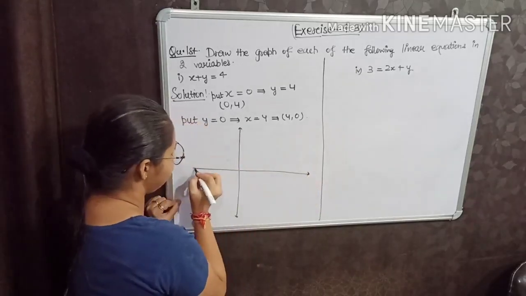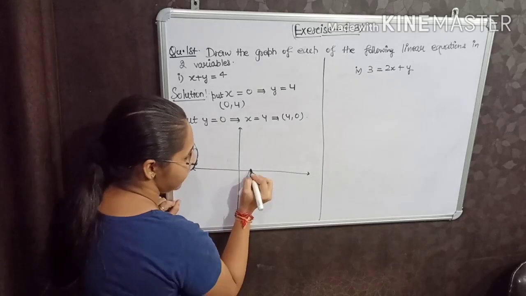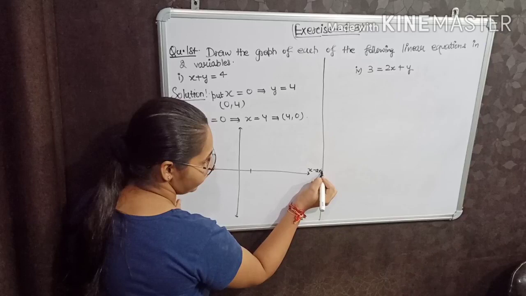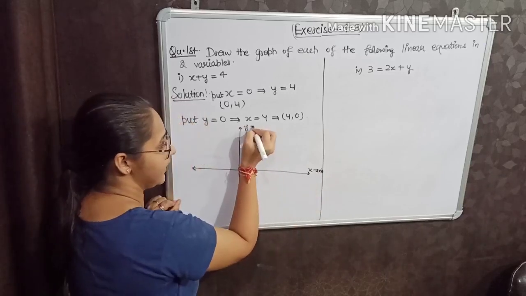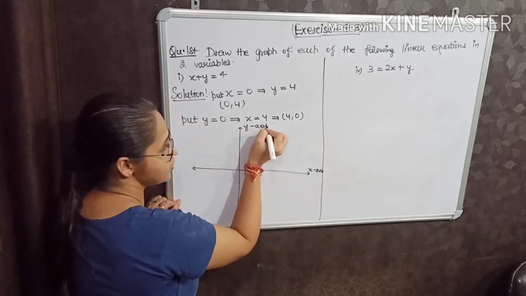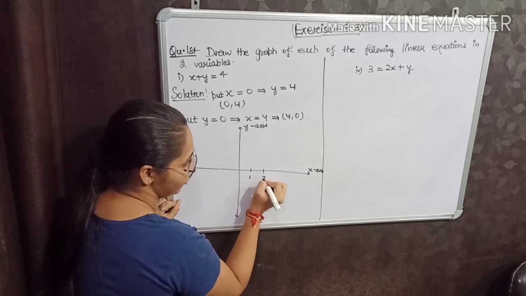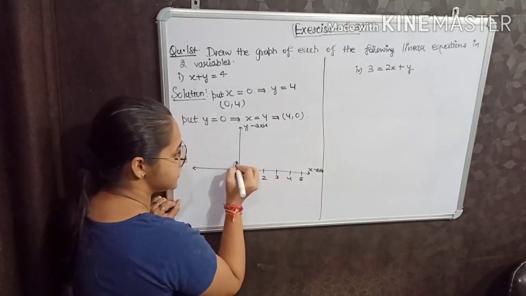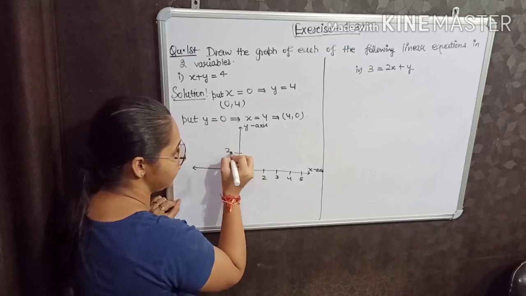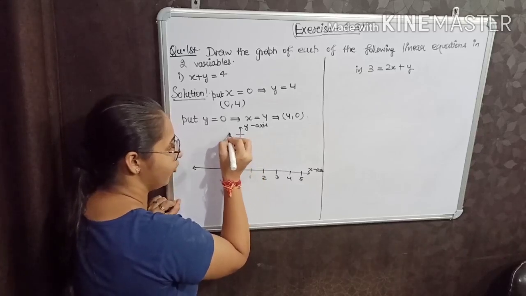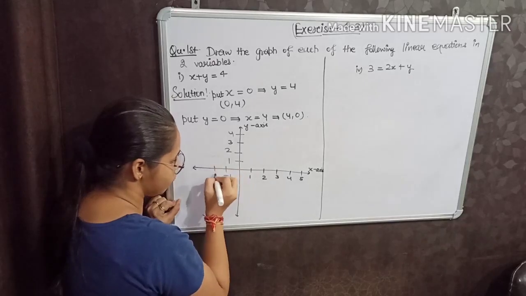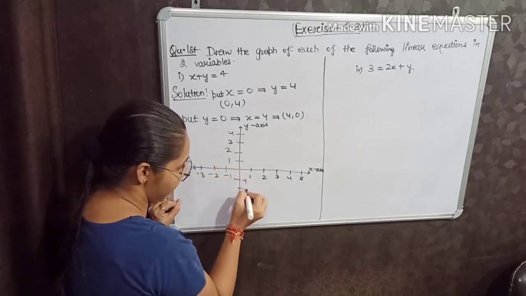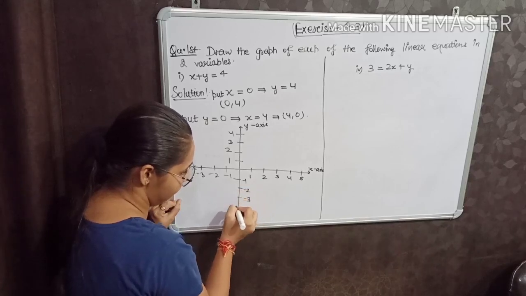On a graph paper, see, it is x-axis and it is y-axis. Now start. It is 1, 2, 3, 4 and 5. Same for y-axis, 1, 2, 3 and 4. Here it is -1, -2, -3 and -1, -2, -3 and -4.